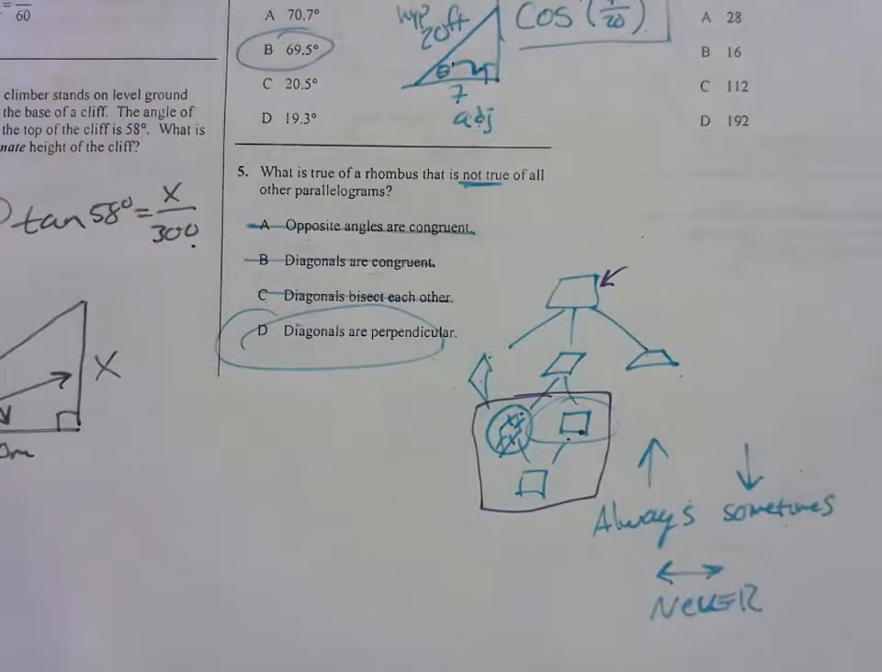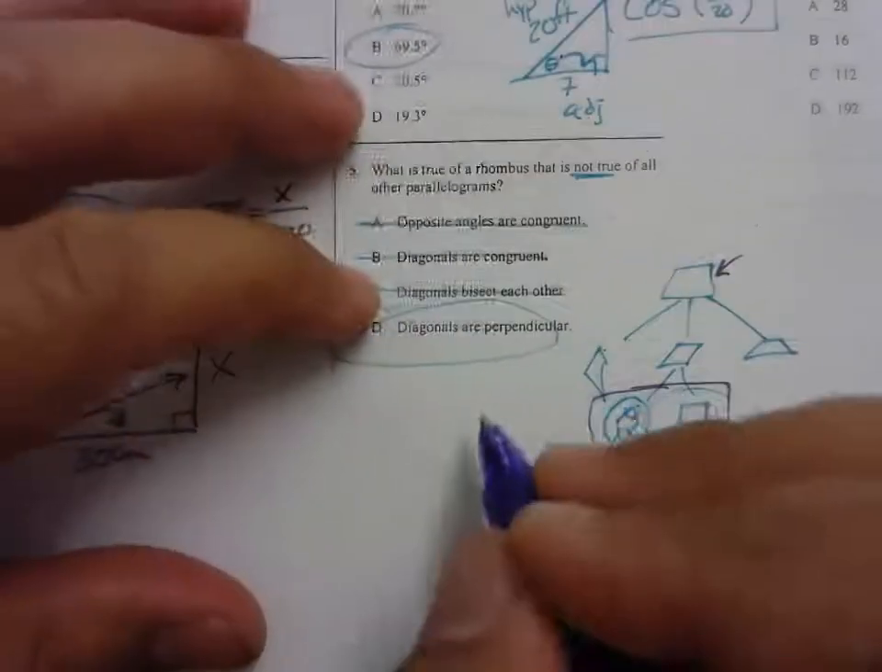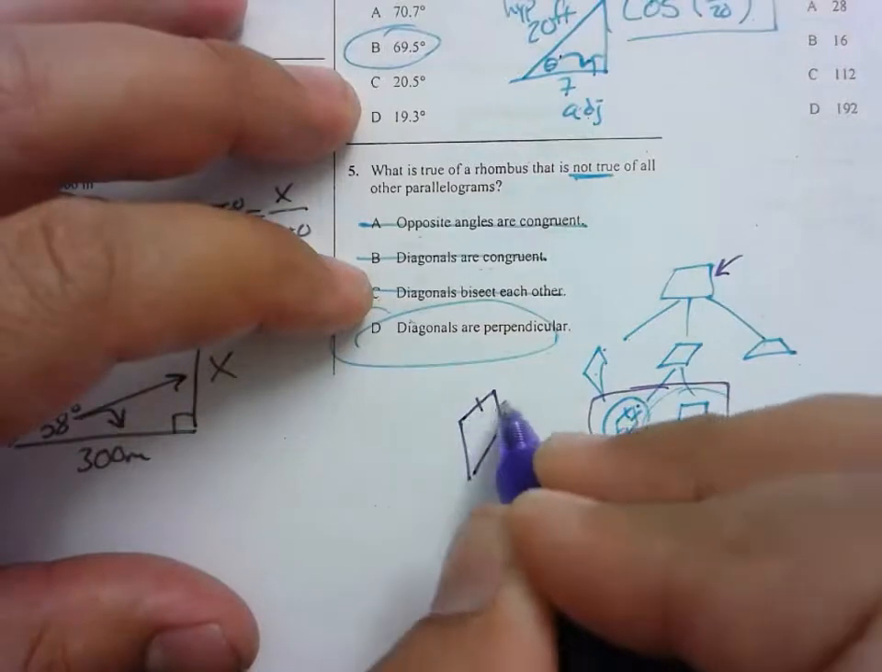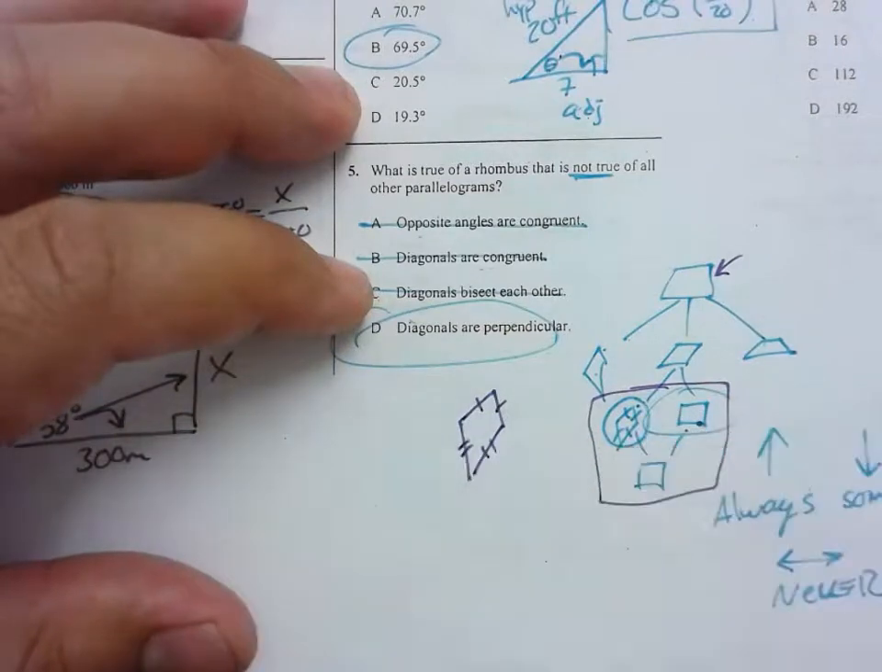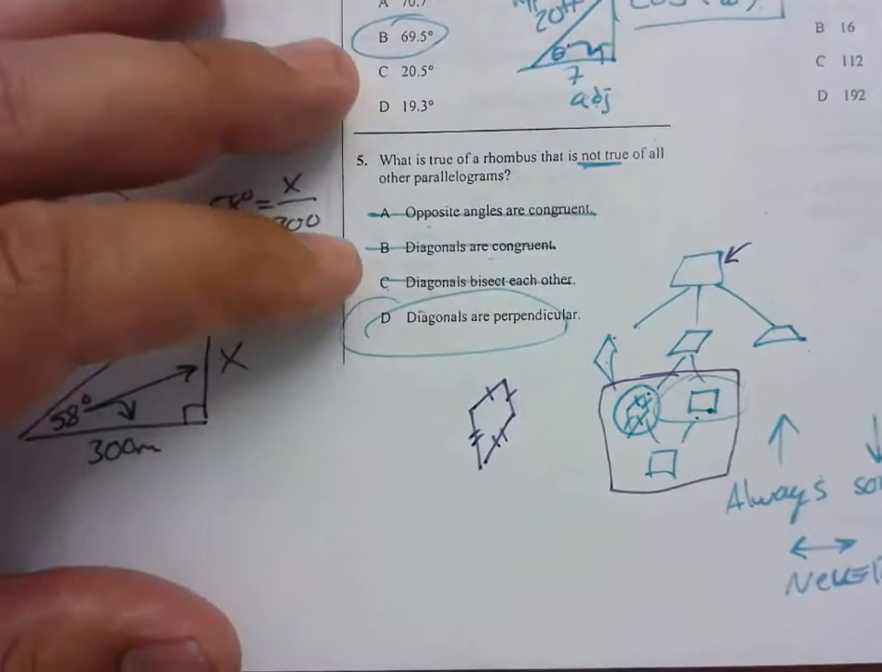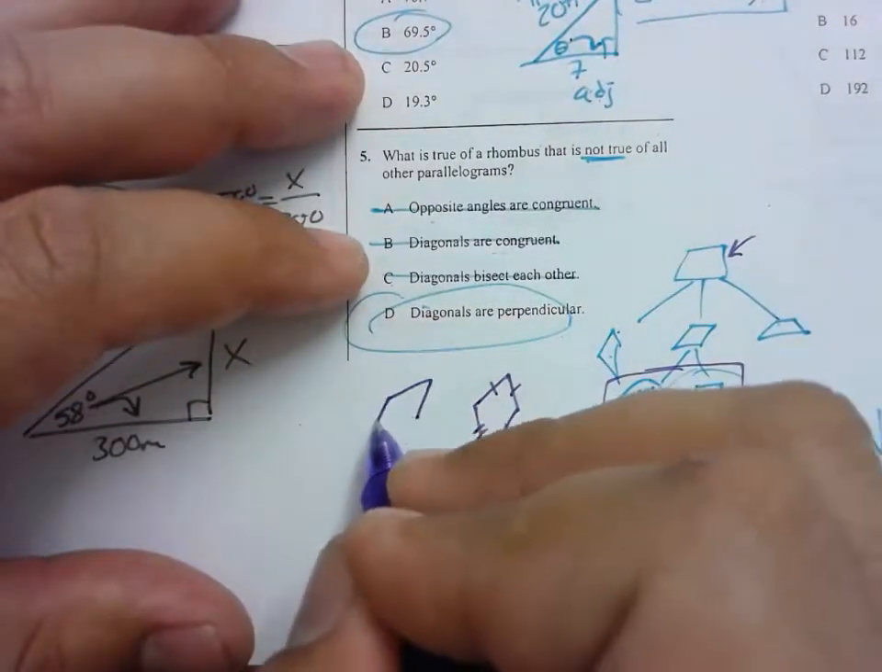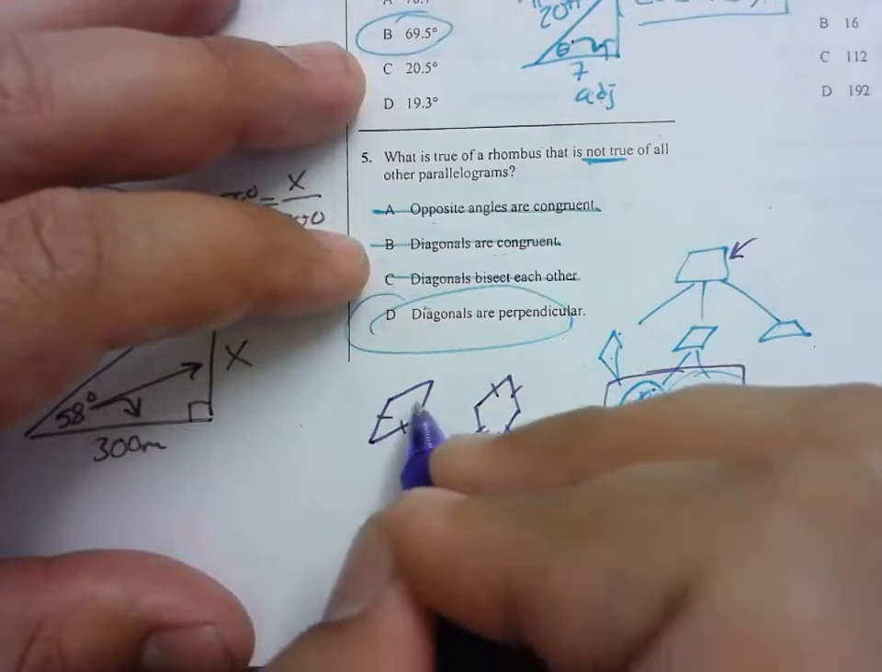How do you know the difference between a kite and rhombus? The definition of a kite is that consecutive sides are congruent. A rhombus, all 4 sides are congruent. So in a kite, I'll draw a better picture. In a kite, this side is equal to that side, this side is equal to that side. In a rhombus, all 4 sides are equal.